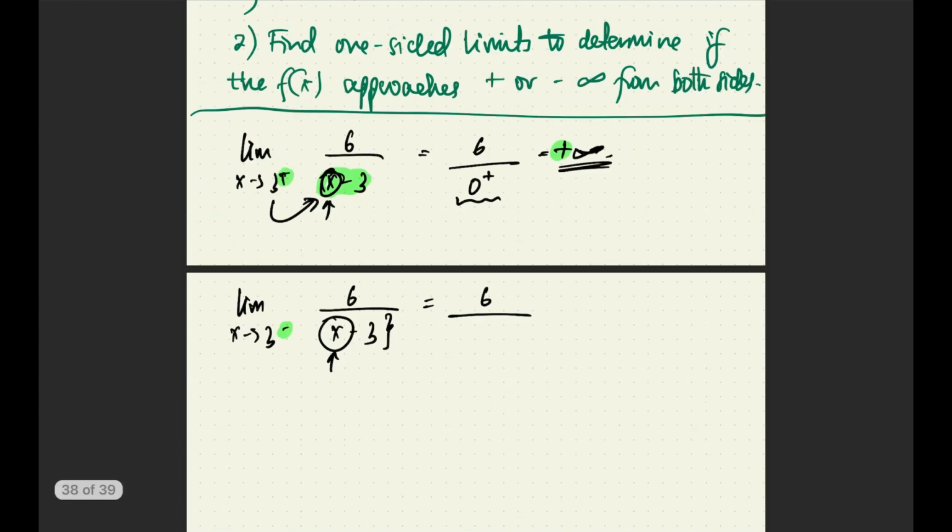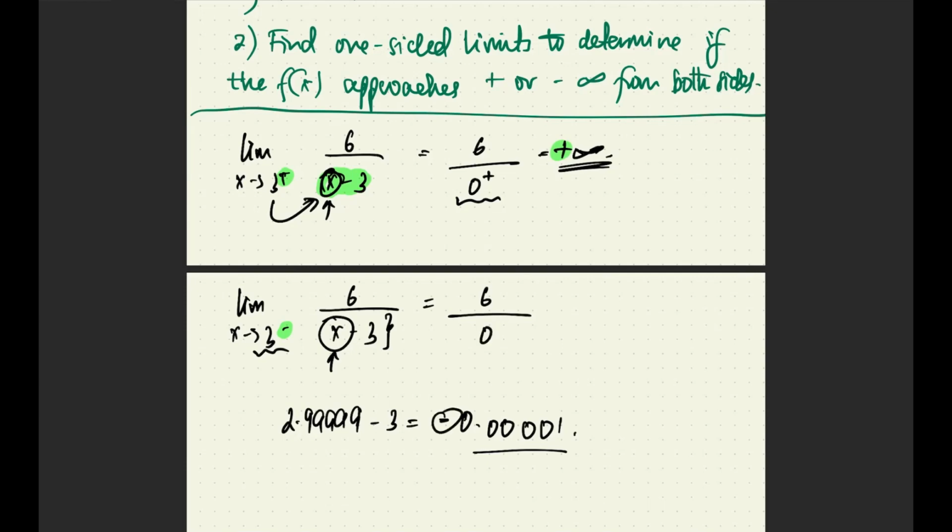One way to visualize this is that when we say that we are approaching 3 from the left hand side, so this x over here could be 2.999999, and if you subtract 3 from this, you're going to get negative 0.00001. So we know that this number is almost close to 0. So instead of writing all this minus 0.0001, we can just write a 0, and we know that this is a negative, right? So we can write it this way.